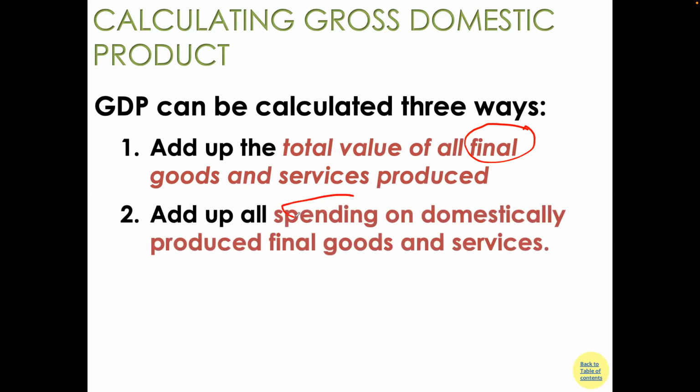Number two, you can look at spending. But keep in mind, this is spending on domestically produced goods. So that's why we look at net export. What is net export? You export something out of the country. So this is domestically produced but consumed by others. But then we subtract what we imported, right? Because that's not what we produced.